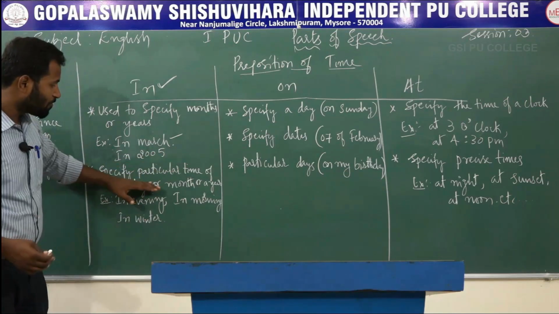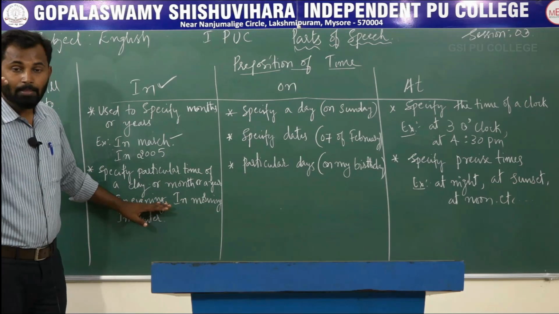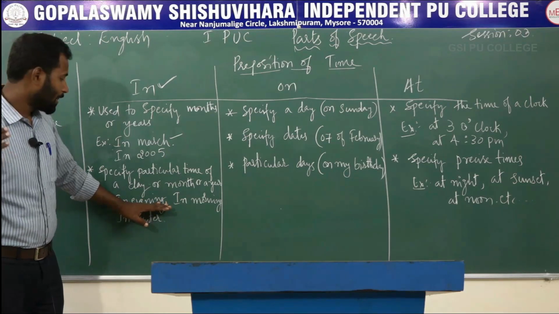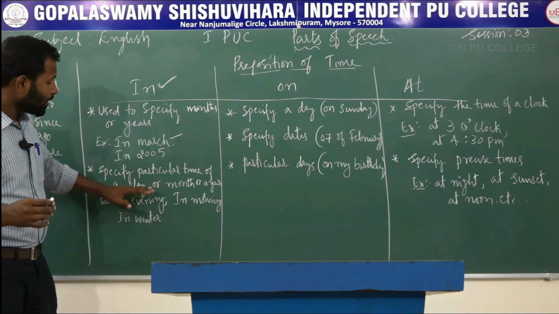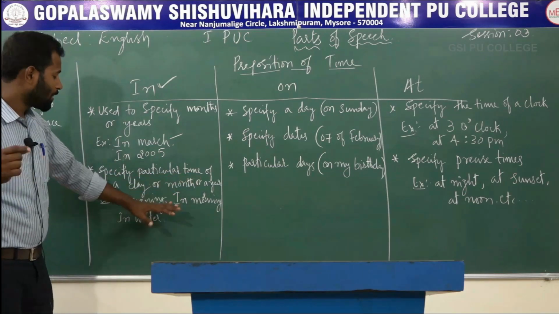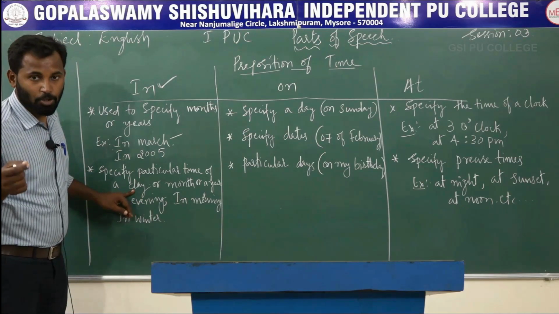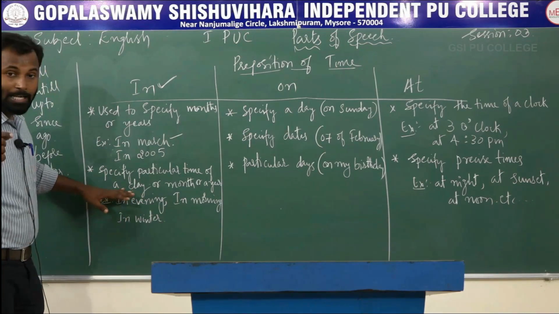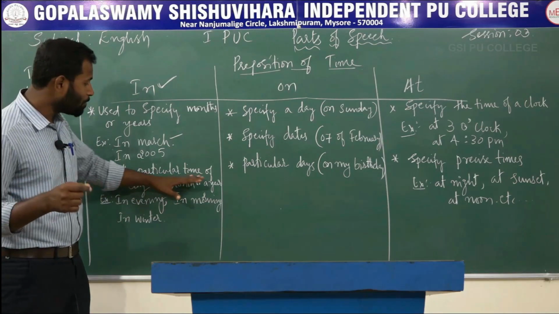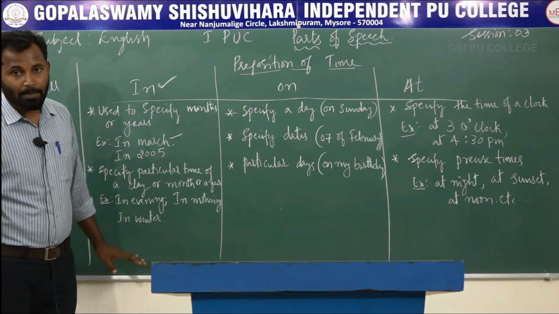It is used to specify the particular time of a day. For example, in the evening, in the morning, in the afternoon. It is also used to specify the month, like, for example, in the month of January, in the month of October, and so on. And the next, it is also used to specify the time of a year, like in the winter or in the summer, and so on.